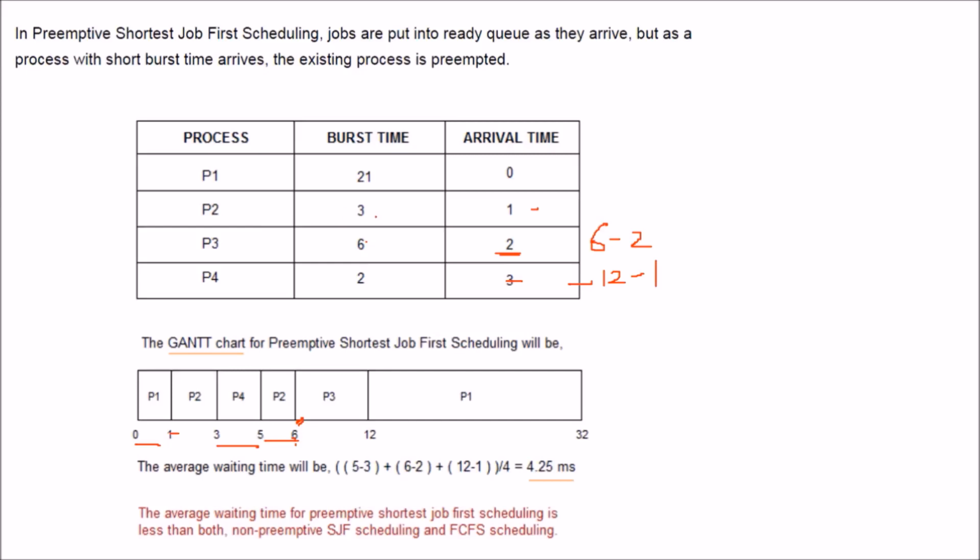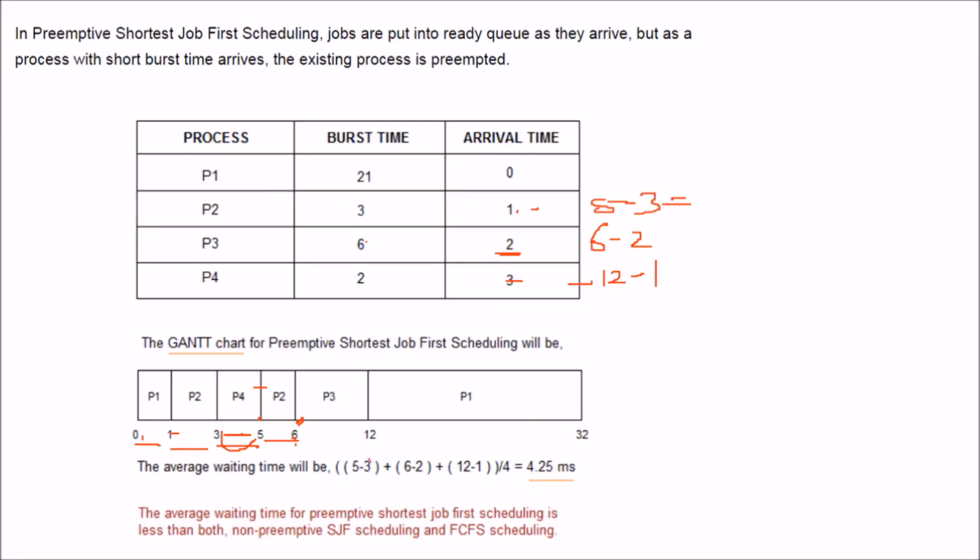How about P2? P2 has come at 1, and at the time it came, it has been given a chance. So it has to wait nothing here. But P2 has to wait for this to complete so that it can get another chance. So 5 minus 3 is the waiting time of P2.